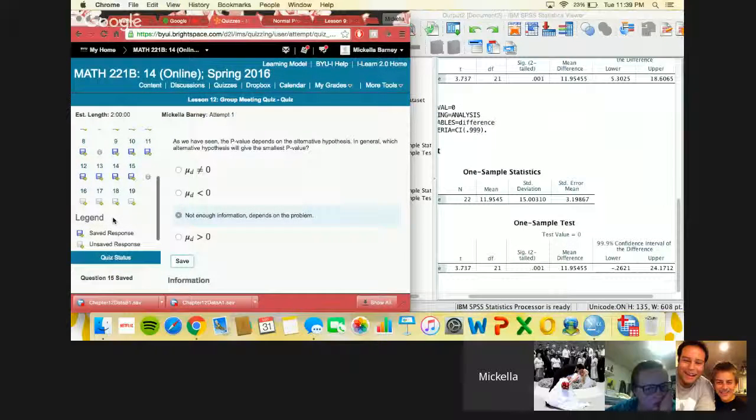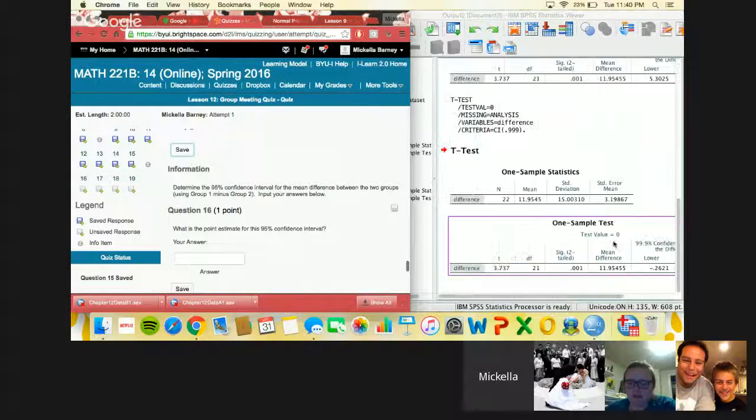I think it might be the not enough information thing because if you think about it, sometimes a negative number is like a bigger. I don't know. P-values are the probability to the right of our test statistic calculated using the null. The further out the test statistic is on the tail, the smaller the p-value. So it could be greater than or less than depending on what the hypothesis is, I think. So I think it's not enough and it depends on the problem.